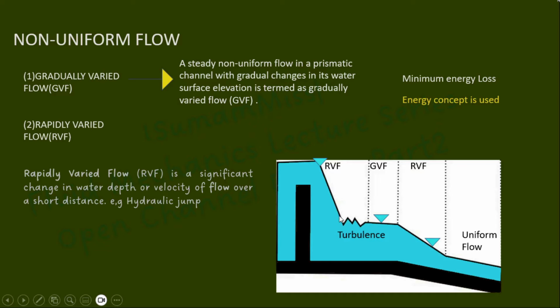A lot of turbulence occurs due to the rapid variation in the flow characteristics, which contributes a large amount of energy loss. So because of this high energy loss, we cannot apply the energy concept because this energy loss is unaccountable. So that is why for the analysis of rapidly varied flow, we are using momentum concept. So in this class, we are first discussing the gradually varied flow and the computation of the length of the gradually varied flow profiles.